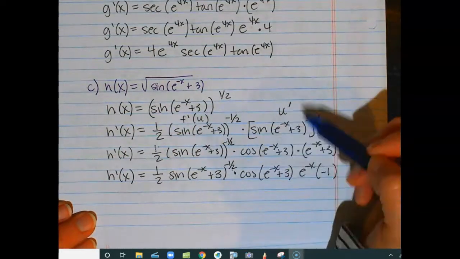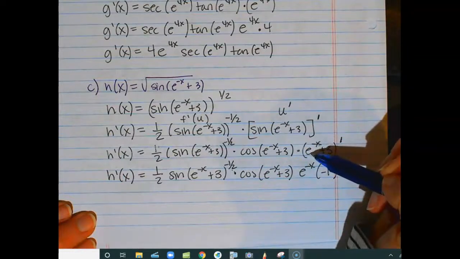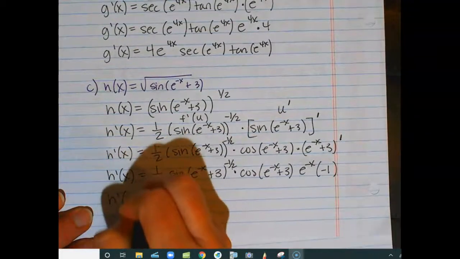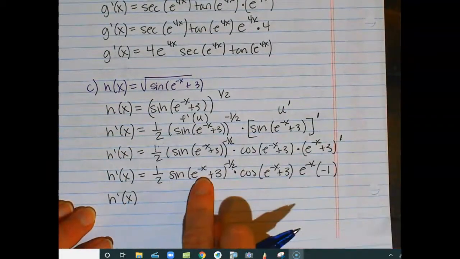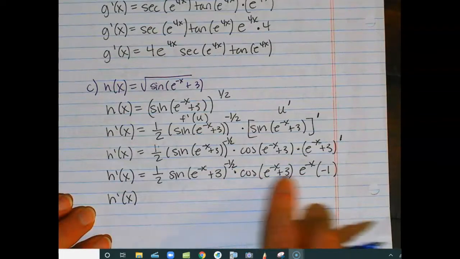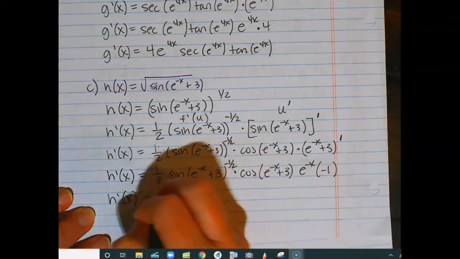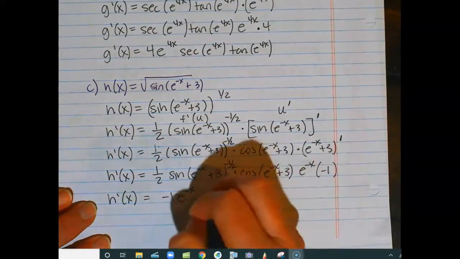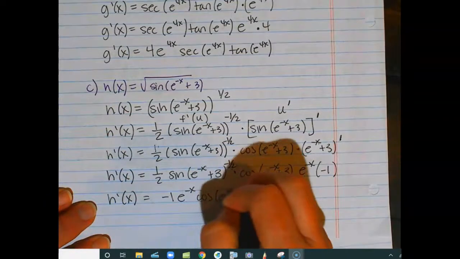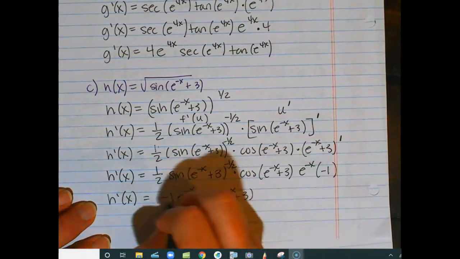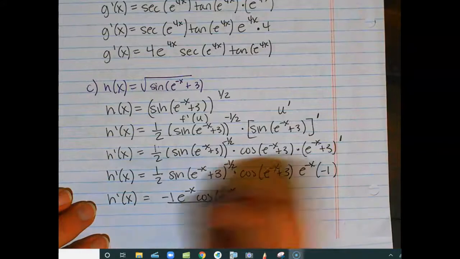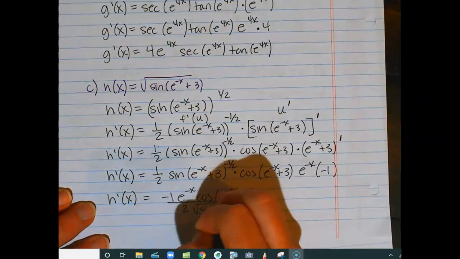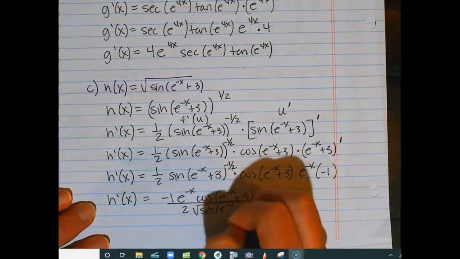Sine's derivative is cosine. Keep the baby. This derivative is the same times -1. Okay, I've got all my pieces. I'm going to rewrite it. I'm going to put this and this in the denominator. I'm going to leave all of this in the numerator. And I'm going to write it as -1 e to the negative x cosine of e to the negative x plus 3 all over 2 and the square root of sine of e to the negative x plus 3.